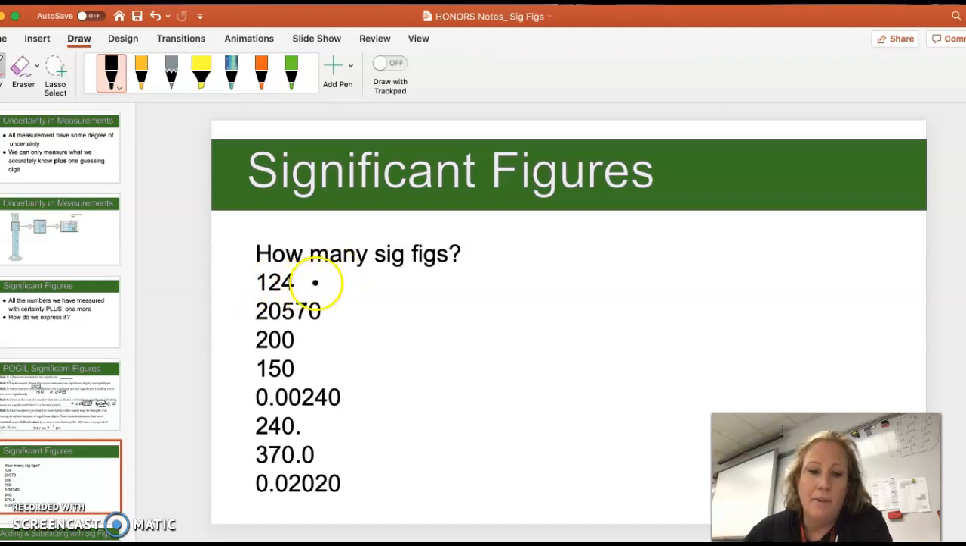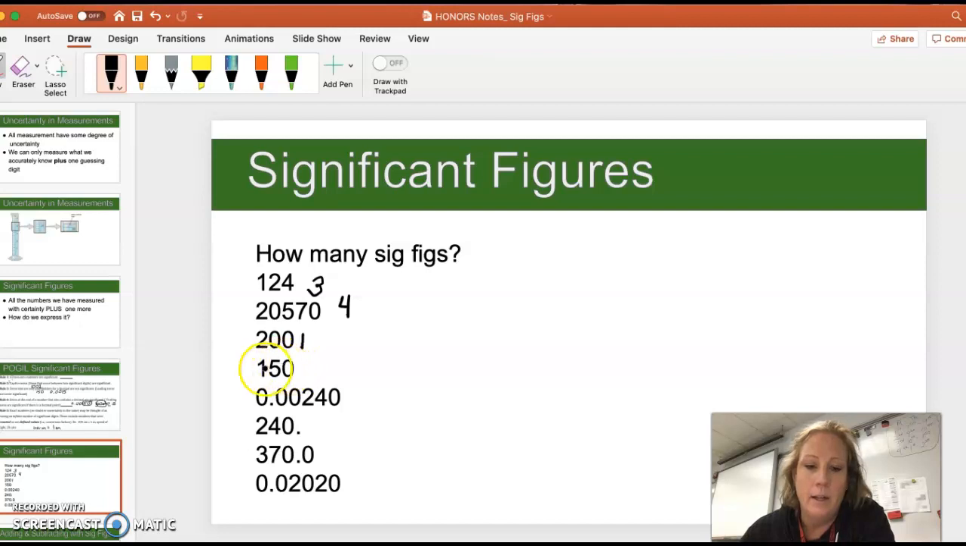So let me just go through each one. This one's a nice easy one: 3 significant figures. They're all non-zeros. This one here has 1, 2, 3, 4 significant figures. This guy doesn't count unless you had a decimal. This one here has only 1. These zeros are not significant. They're placeholding, just like that 0.